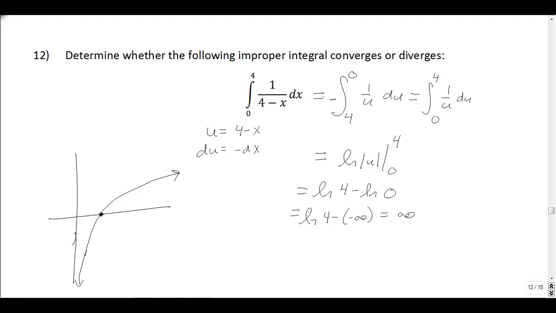Doesn't really matter if it's plus or minus, but we're integrating something that's always positive here, at least if x is between 0 and 4, so it better be positive. So we get an infinite value. That means that our integral diverges. Next question.